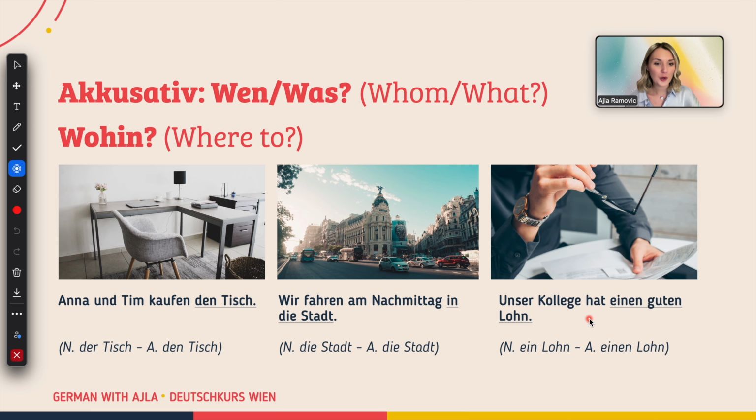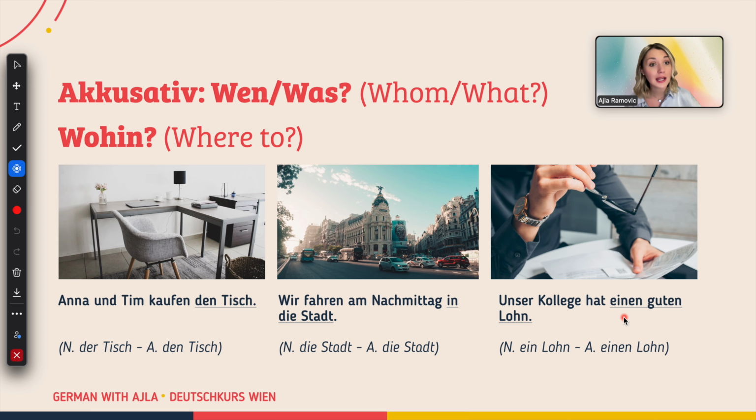Moving on to the verb, here we have the verb haben in third person singular, hat, and then the last element, einen guten Lohn, a good salary. A good salary is again answering the question whom or what. So this is a direct object telling us what does he have. He has a good salary.